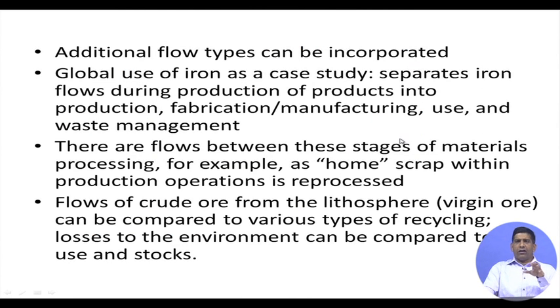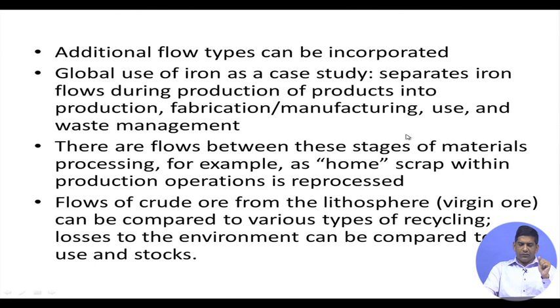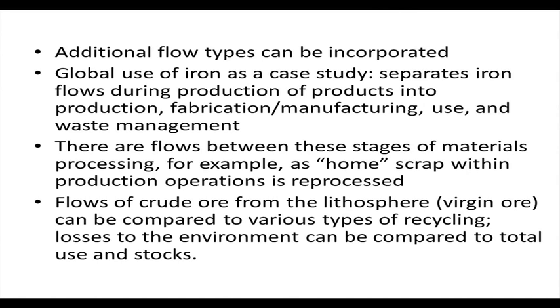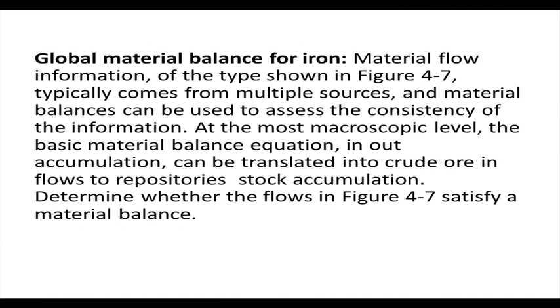So there are different flow types we looked at, based on the different arrows that you saw. Global use of iron as a case study: what iron flows during production of products into production, fabrication, manufacturing, use and waste management. These are flows between these stages of material. For example, home scrap within the production process, you are reprocessing it. Flow of ore from the lithosphere can be compared with various types of recycling and losses to the environment. So those are different things we can look at.